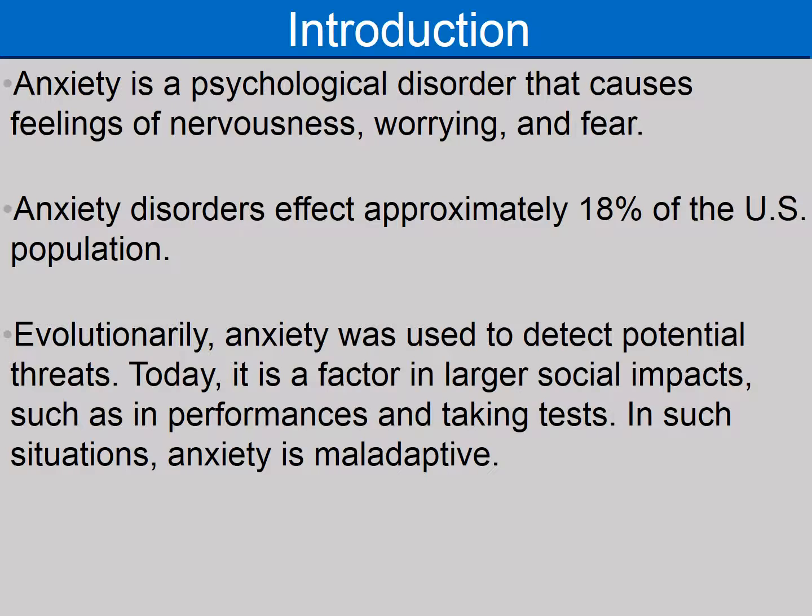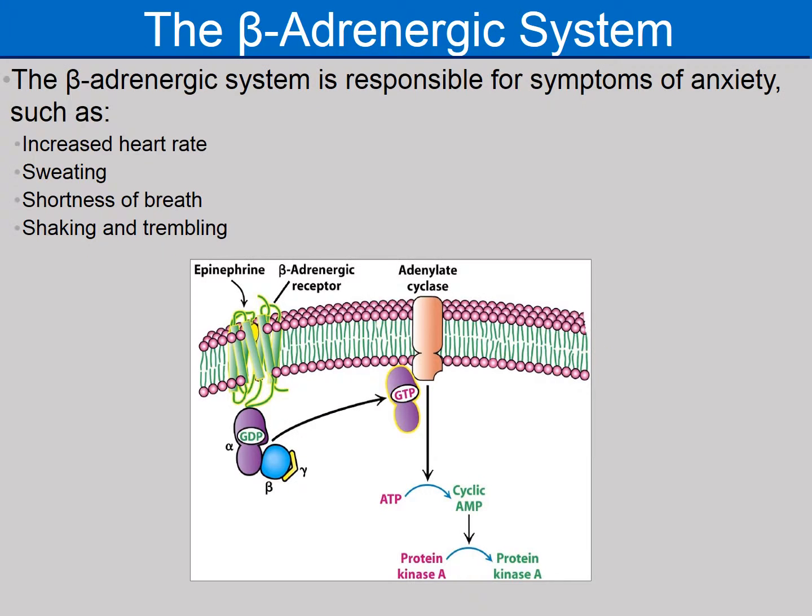However, in today's society, anxiety is largely socially constructed, such as when you're taking a test or perhaps giving a big presentation to your boss. That causes anxiety, but in today's society, anxiety is rather maladaptive. Biologically speaking, the beta adrenergic system is responsible for symptoms of anxiety, such as increased heart rate, sweating, shortness of breath, shaking and trembling, weakness, and the list goes on and on.